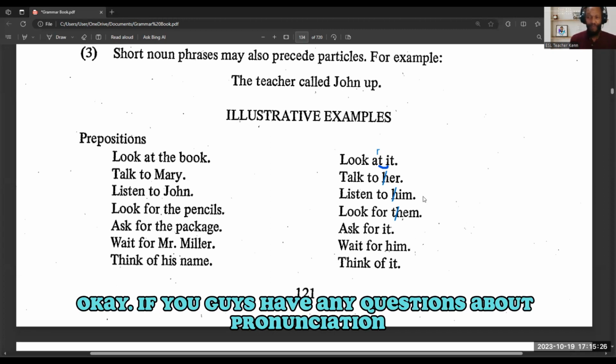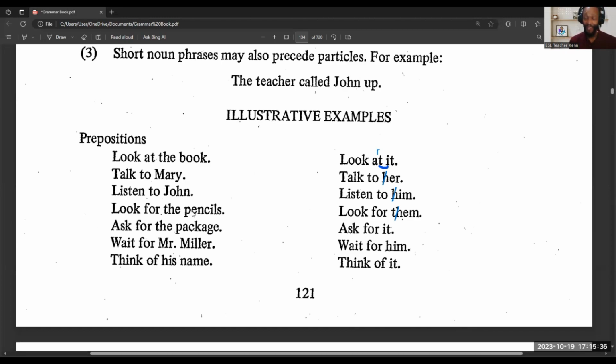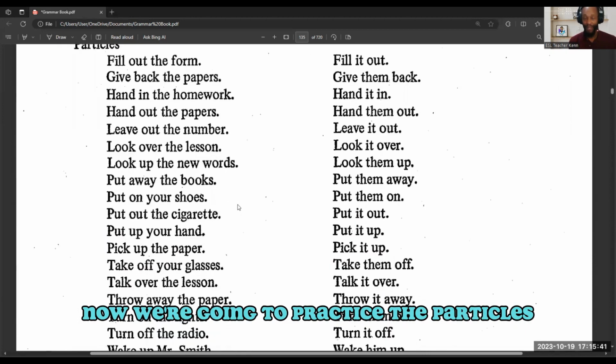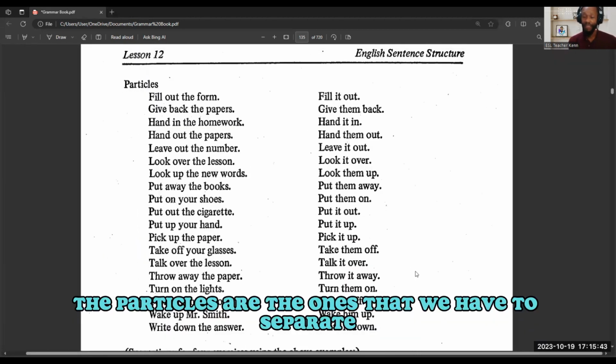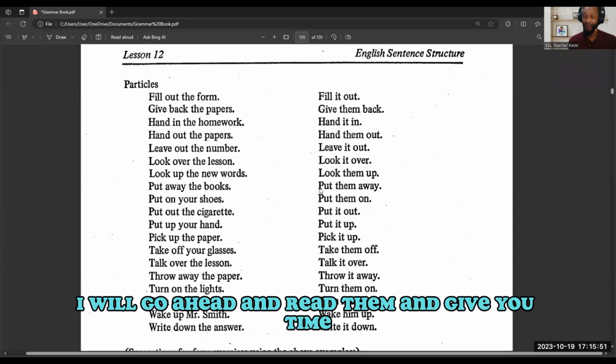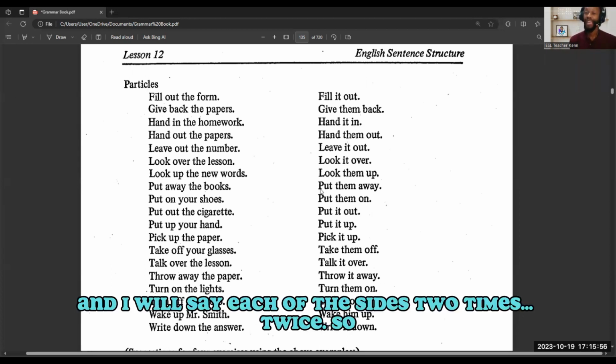Okay. If you guys have any questions about pronunciation, please leave them in the comments or send me a message in WhatsApp. I am available over there too. Now, we're going to practice the particles. The particles are the ones that we have to separate. So we will do the same. I will go ahead and read them and give you time to repeat after me. And I will say each of the sides 2 times, twice.